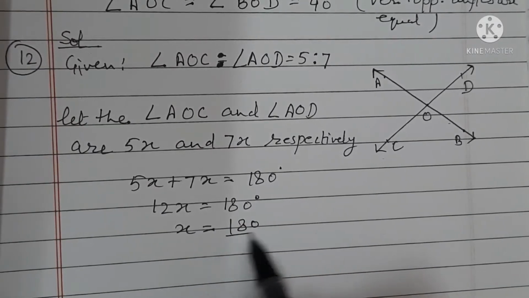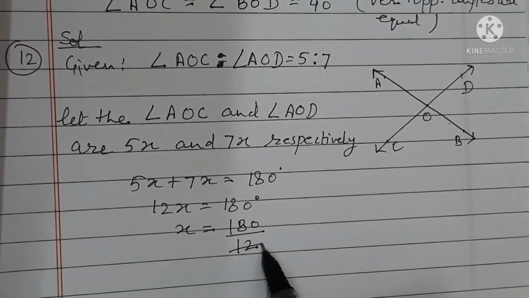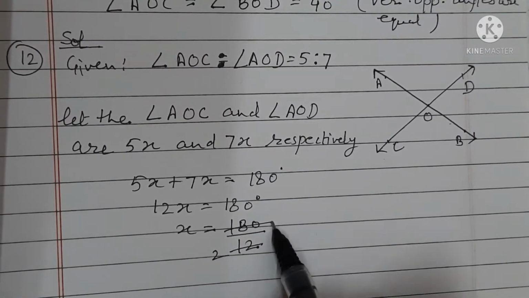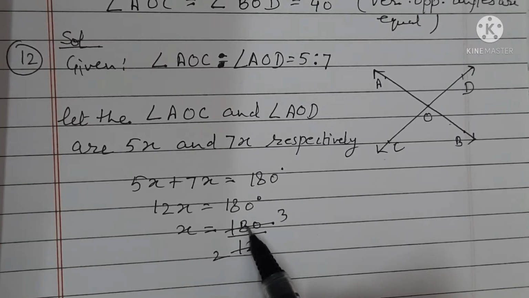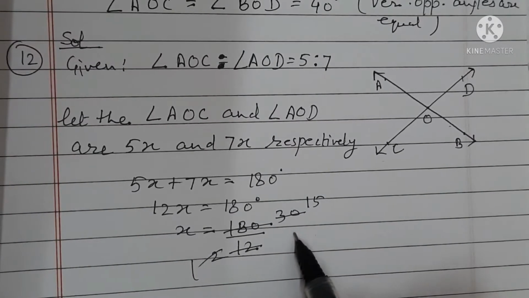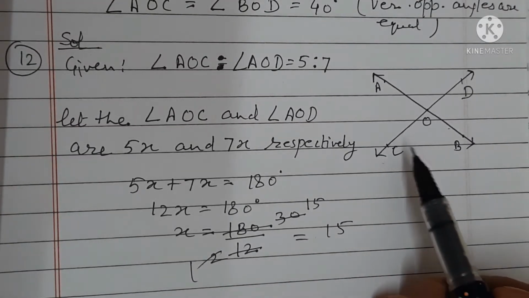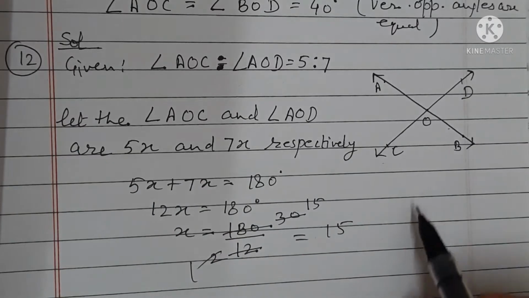18 upon 12. Now 6 2s are 12, 6 3s are 18 and 0. 2 1s are 2, 2 1s are 2, 2 5s are 10. 15. x is 15. The angles are 5x and 7x.